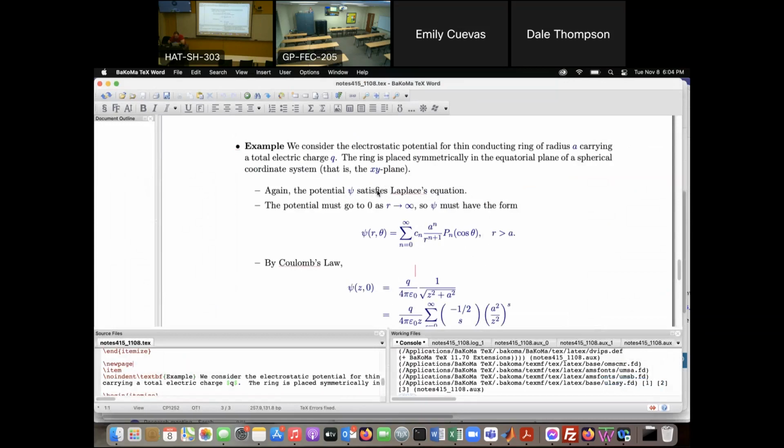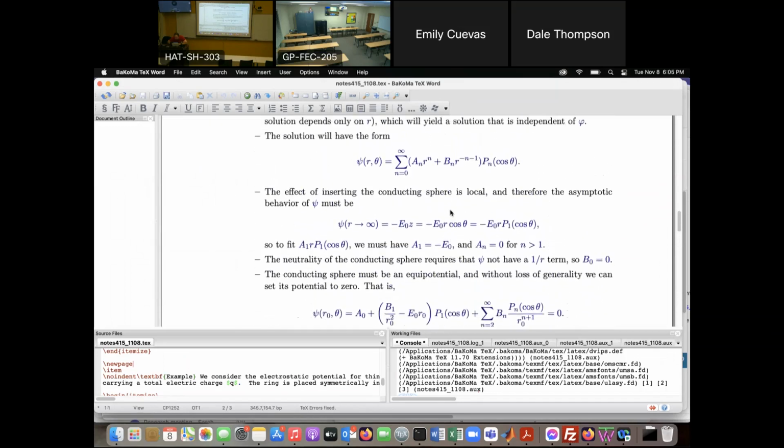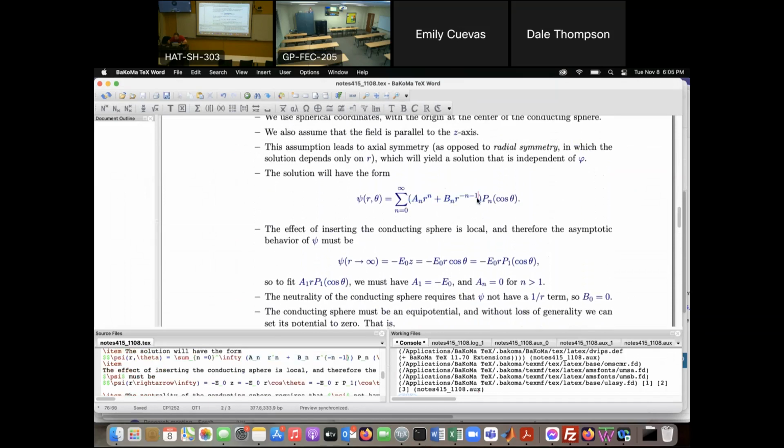So we have the same general solution as before, but we actually have to strip it down a little bit. Go back to the general solution that we have here. It needs to go to 0 as r goes to infinity. We're looking for a solution that satisfies the boundary condition on the ring, but goes to 0 as r goes to infinity.